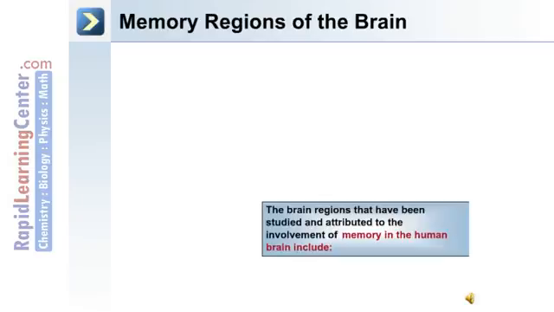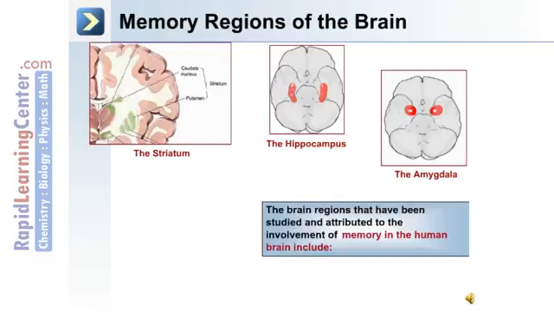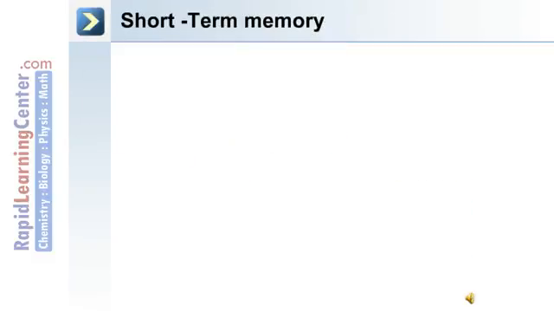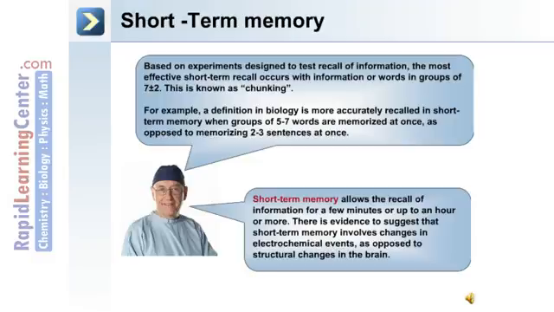Many of our normal everyday functions are based on memories stored within the brain. Memory regions of the brain include the amygdala, the hippocampus, the striatum, and the mammillary bodies. There are two main types of memories: short-term memory and long-term memory. Short-term memory allows a recall of information for a few minutes or up to an hour or more. There's evidence to suggest that short-term memory involves changes in electrochemical events as opposed to structural changes in the brain.